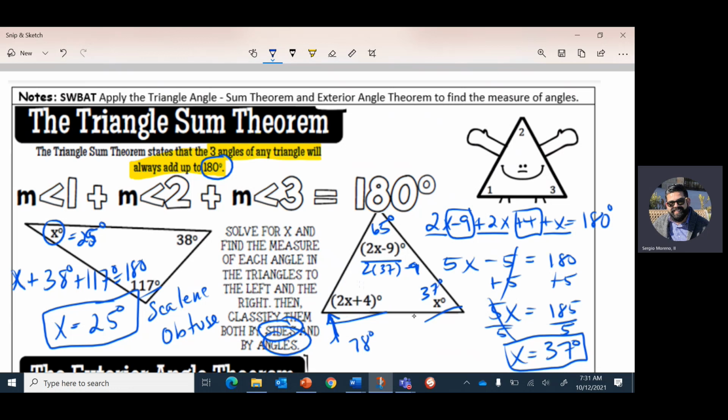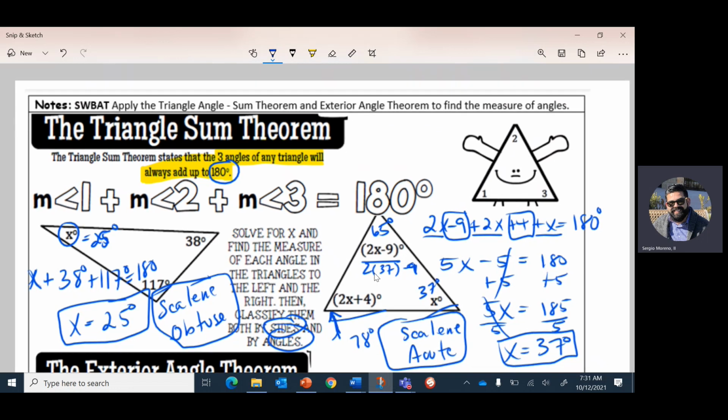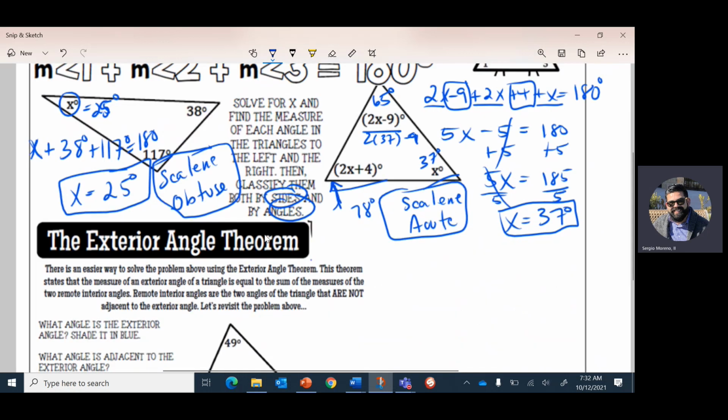So again, we have a scalene. Since none of the angles are equal, that means none of the sides are congruent. So this is a scalene. In this case, all of them are also acute, so we would say that it's a scalene acute triangle as well. So this is also part of your answer. Okay, all right, moving on. That's how we would talk about the triangle sum theorem in terms of all angles adding up to 180.